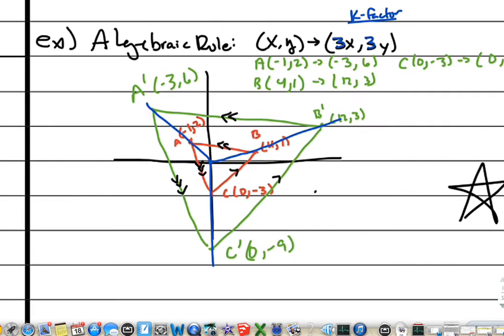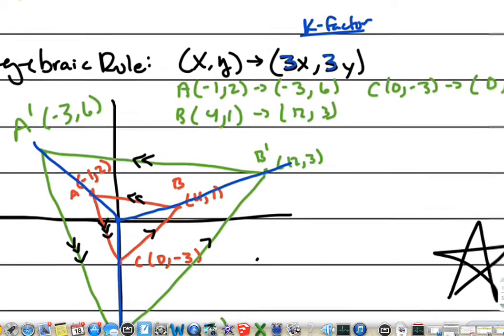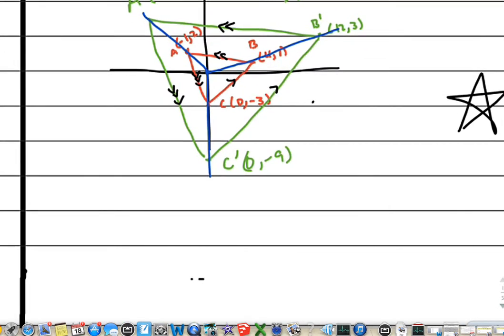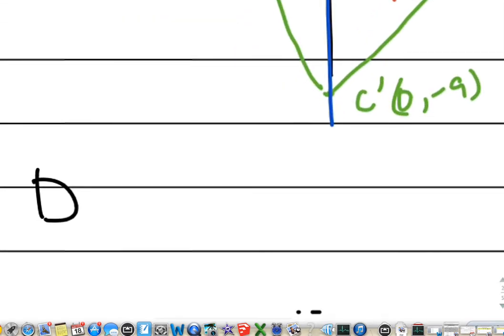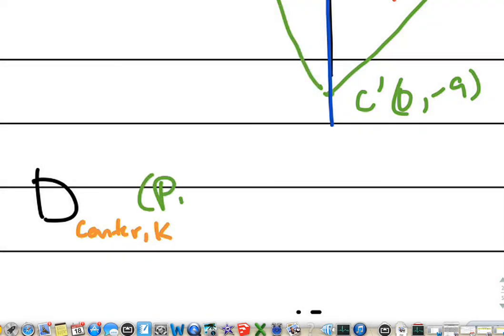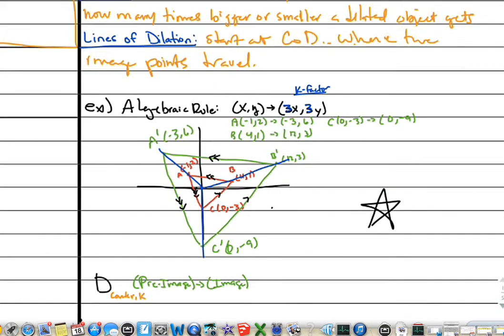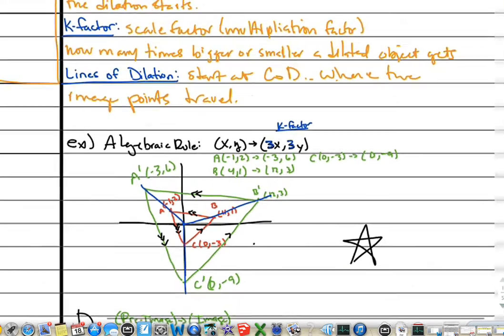Okay. The last thing I want to mention, and we'll wrap it up, is that there is a generic rule for this. Of course, on the grid, it makes sense to use the algebraic rule, but we know that's not necessarily good enough. So we can use a D for dilation. The two things you have to know for a dilation will be the center of dilation, and then also the K factor. And then you can always take your pre-image to your image. Okay. So this is all I want to say about the non-rigid dilation.